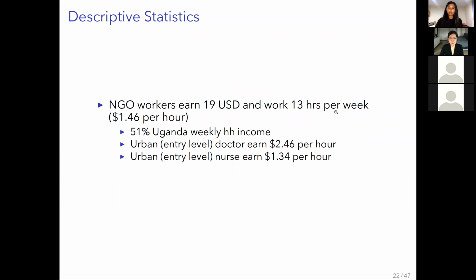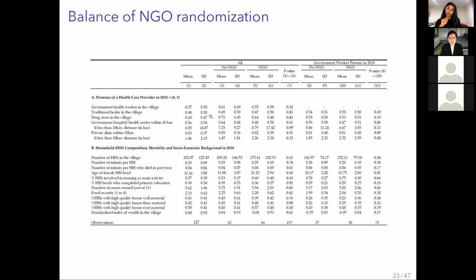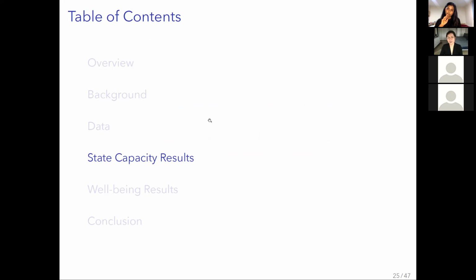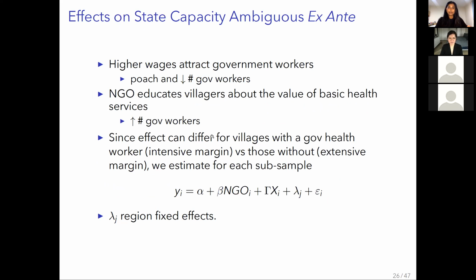NGO workers earn about $19 US dollars for 13 hours per week. To give you a sense of how much money that is, that's 51%. So an NGO worker in 13 hours earns half of the average Ugandan household income. That's a lot of money. And I'm going to skip this. This is just to show that the randomization is very balanced, everything's great, it's all in the paper, it's a lot of numbers, and they all say the same thing. So I'll just keep going.